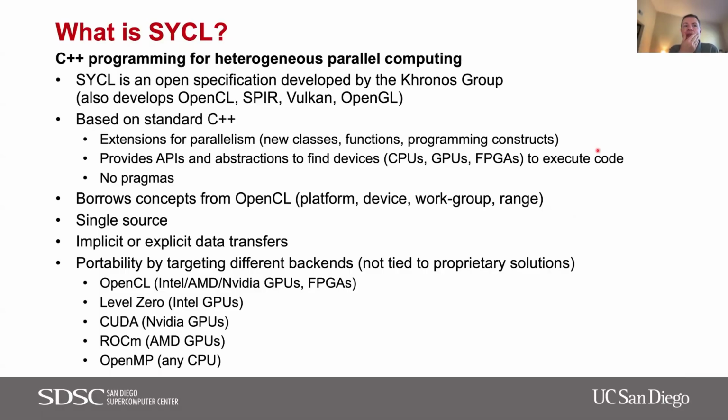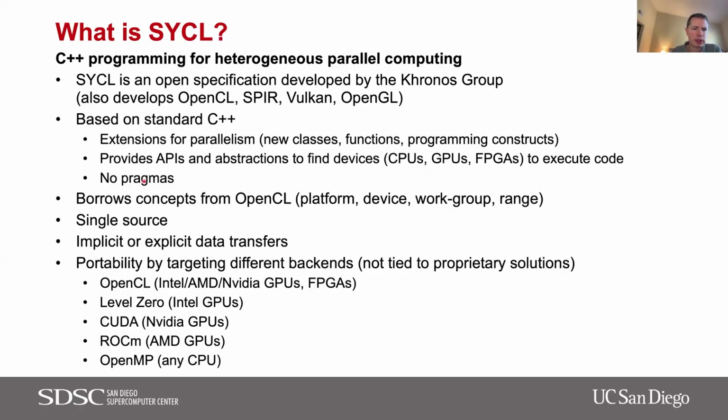Yeah, and so what is SYCL? SYCL is a C++ programming language for heterogeneous parallel computing. It's developed by the Khronos Group. It's an open specification. They also develop OpenCL, SPIR-V, Vulkan, OpenGL. You've heard about those. It's based on standard C++, and it has extensions for parallelism. So there are new classes, functions, and programming constructs. And they provide APIs and abstractions, for instance, to find devices like CPUs, GPUs, and FPGAs to execute the code.